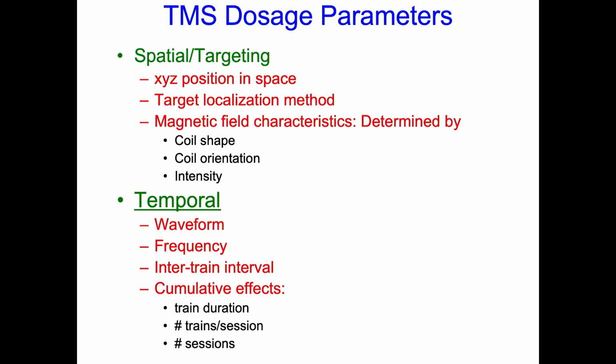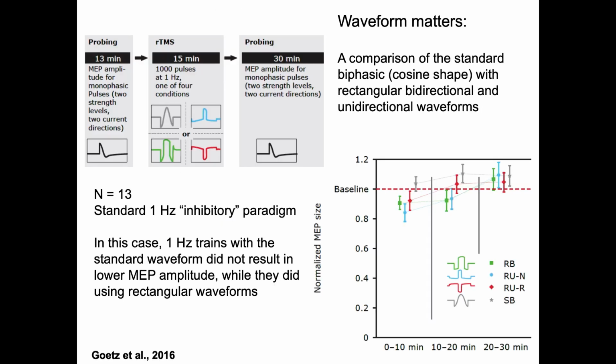Now I'd like to talk a little bit more about the temporal parameters that are involved as well, which include waveform, frequency, intertrain interval, and cumulative effects. So just in terms of the waveform of the TMS. A single pulse can look like this particular kind of pulse. The other standard pulse is a bipolar pulse, okay, where the current goes this way, that way, that way again. And so those are the standard kinds of pulses.